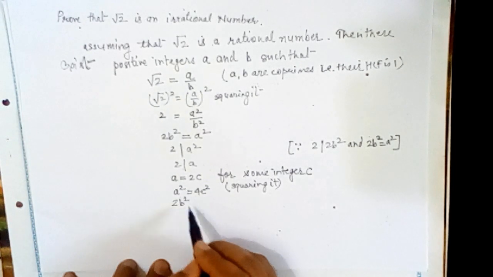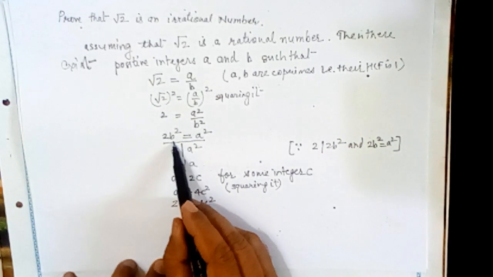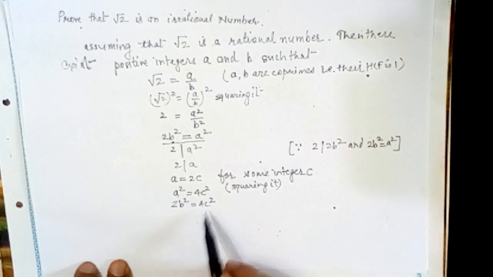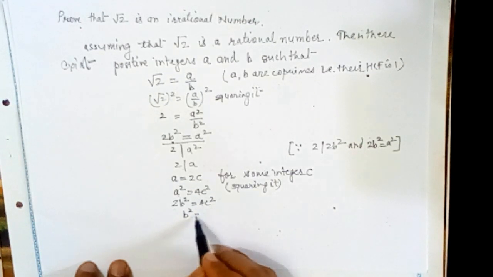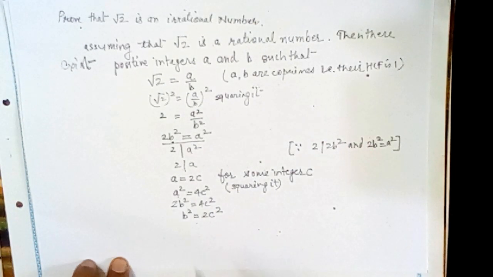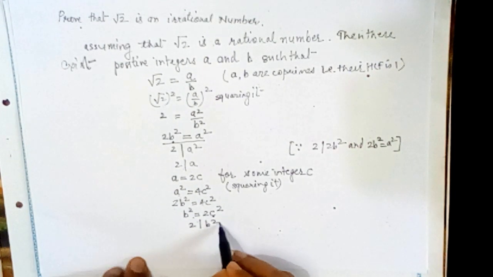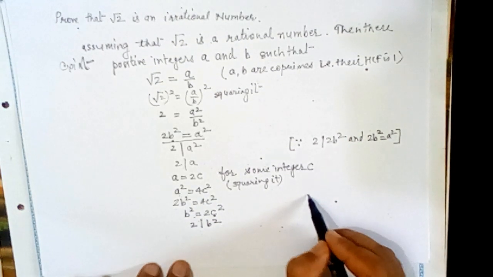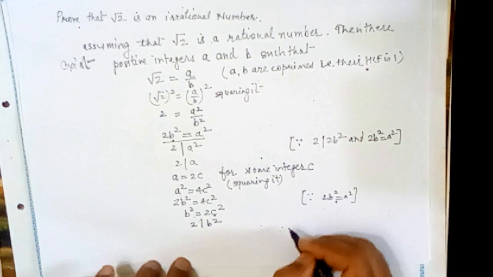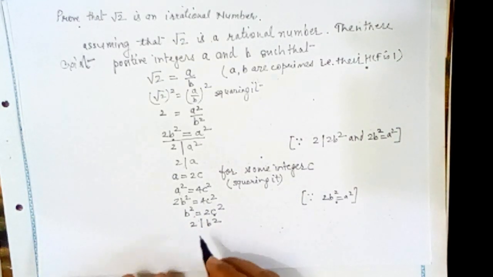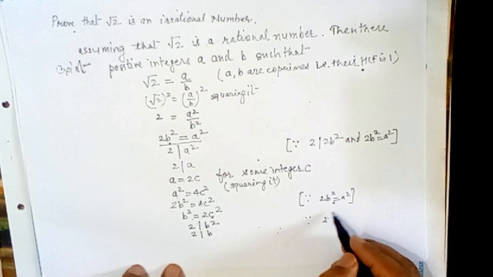So what we are getting? 2b square is equal to 4c square. This we have got as a square is replaced by this 2b square. Now ultimately b square is equal to 2c square. Now we can say 2 is a factor of b square, and similarly 2 is a factor of b, since we have got 2 is a factor of 2c square.